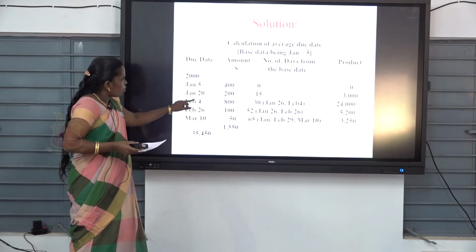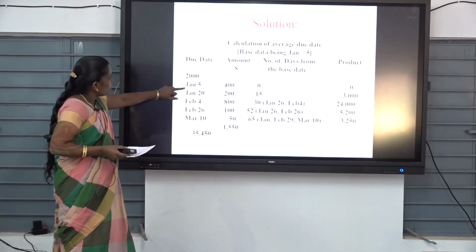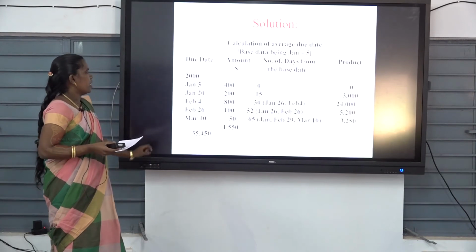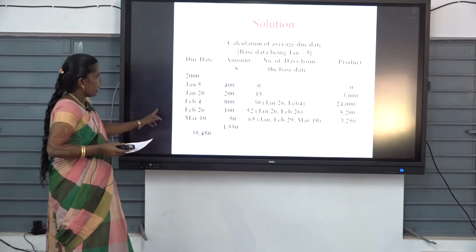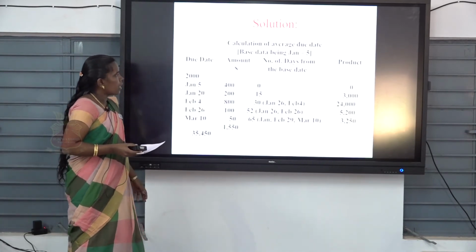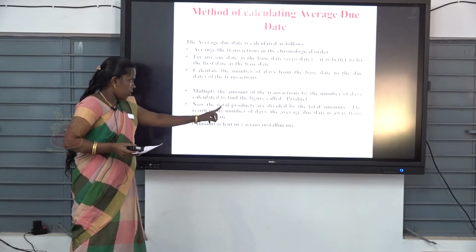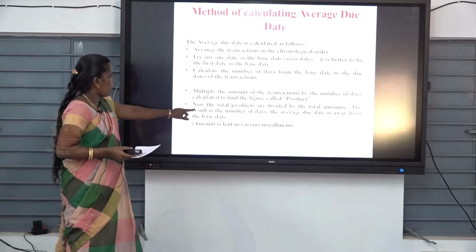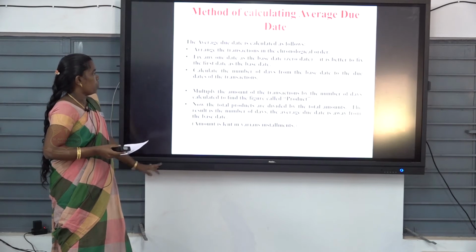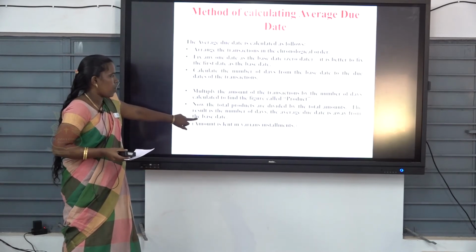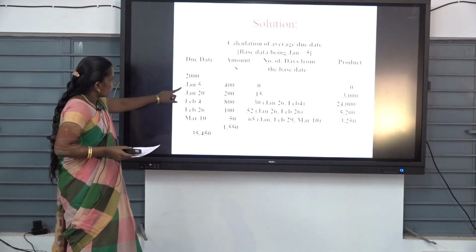Next, January 20: from the base date January 5 to January 20, the difference is 15 days. The amount, the number of days, and the product. Point number 4, and the next, point number 5: the total product is divided by the total amount, and the result is the number of days of the average due date.